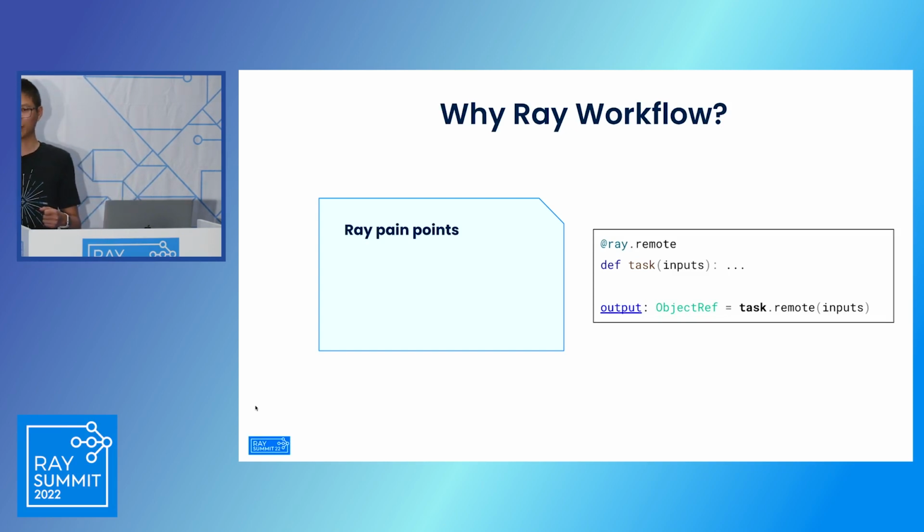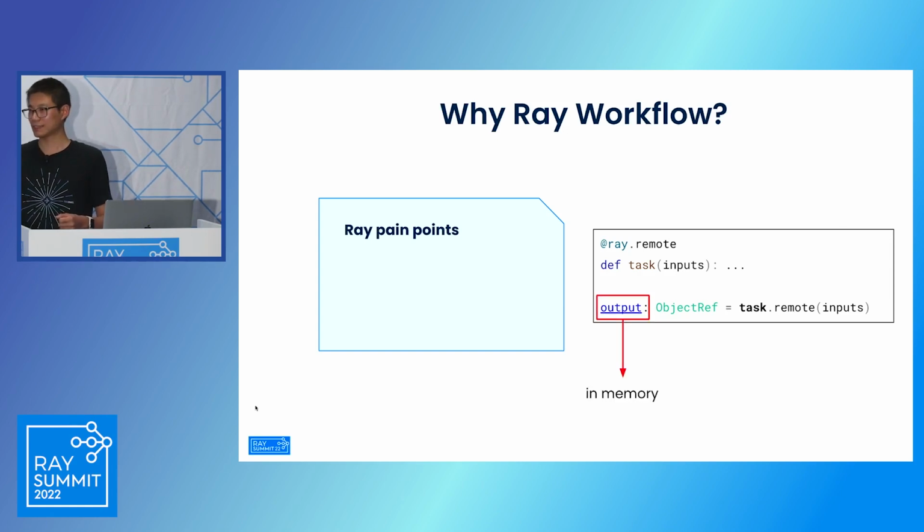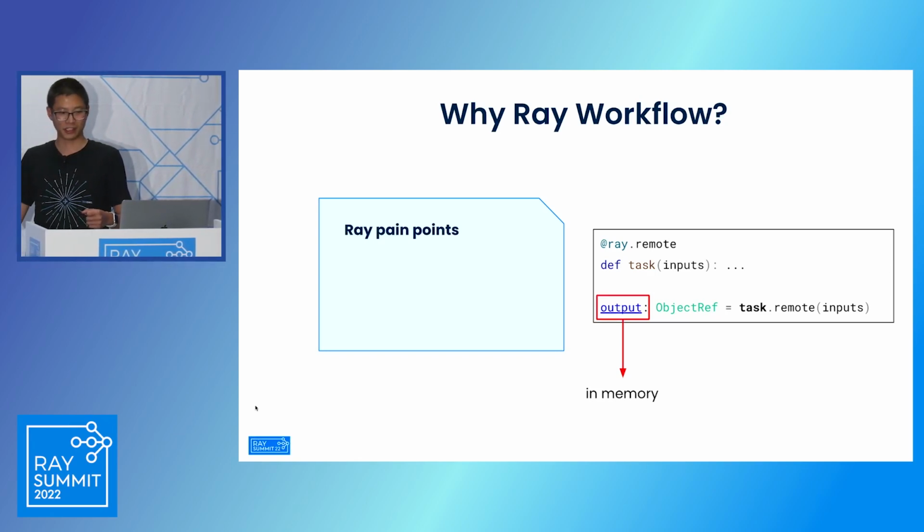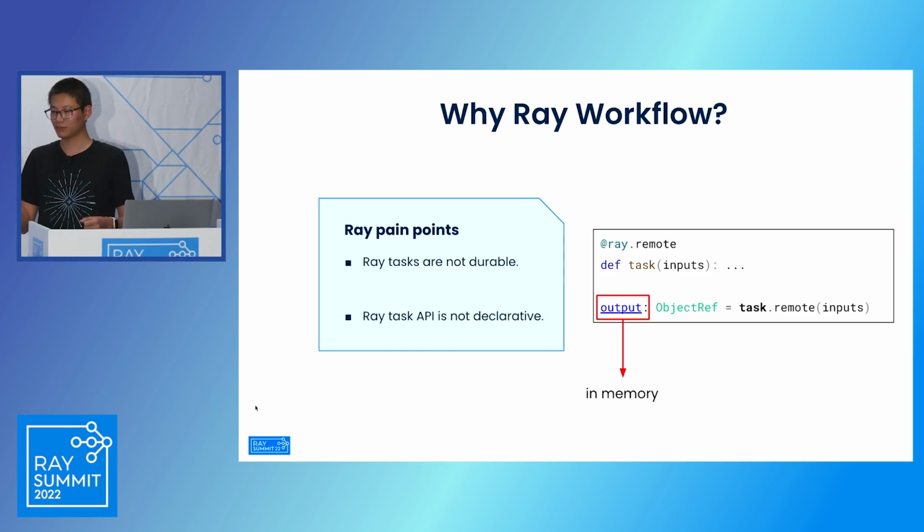Here, you define a simple Ray task and execute it. The output of this task is stored in memory. That's good because it's very efficient, but because memory is volatile, you have durability issues. It means that after completion of this task, you may lose this memory in the future due to some system failure. Another issue about the Ray task API is that it is not declarative.